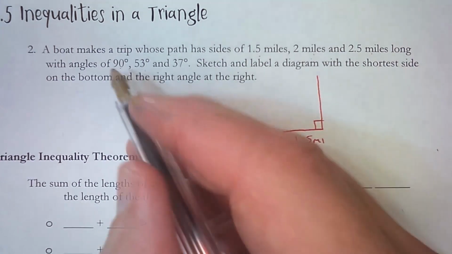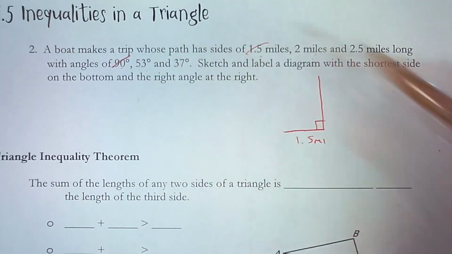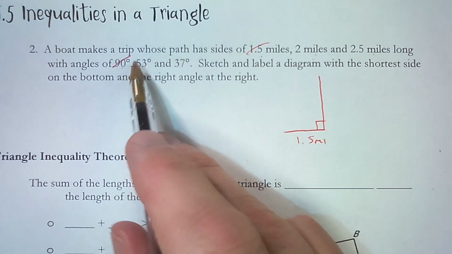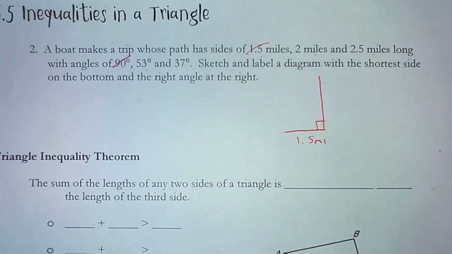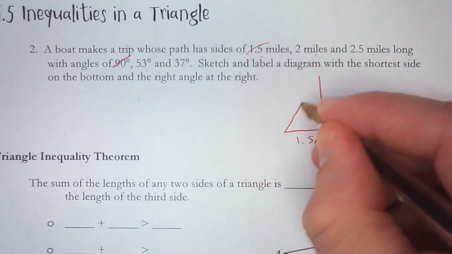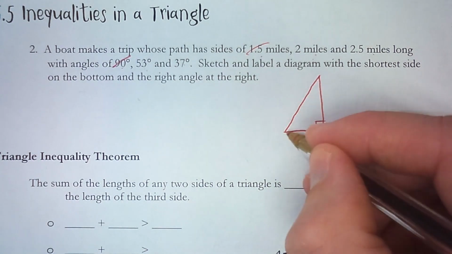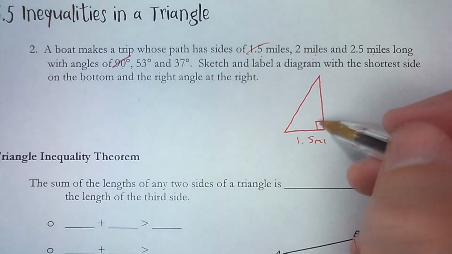Okay, and then, so that's our 90. So we've taken the 90 and the 1.5 out. We just need to place these two angles in these two sides. So we'll continue the path, turn it into a triangle here.